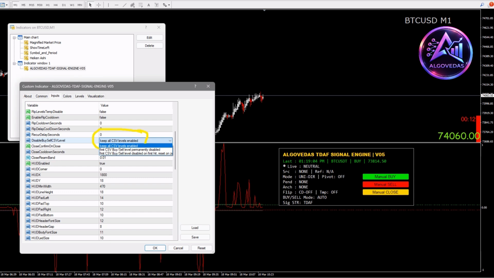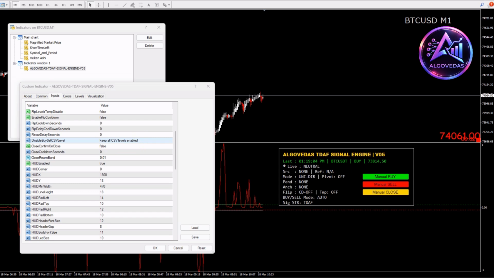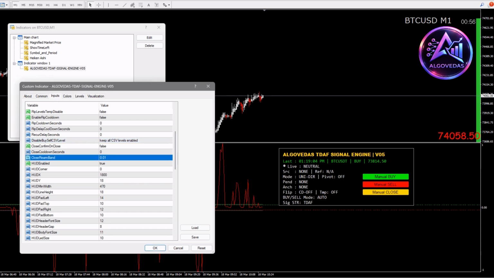Entries are important, but exits? That's where money is made. This engine uses directional close logic. Above zero downward close, below zero upward close, with cooldowns and rearm logic. It doesn't panic exit, it exits with intention. You are always in control.